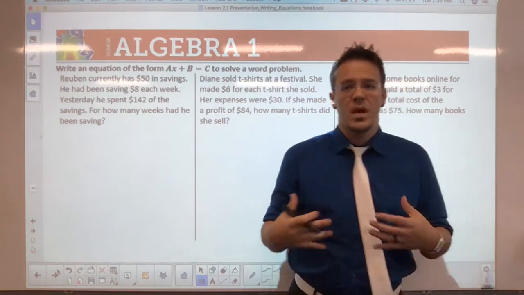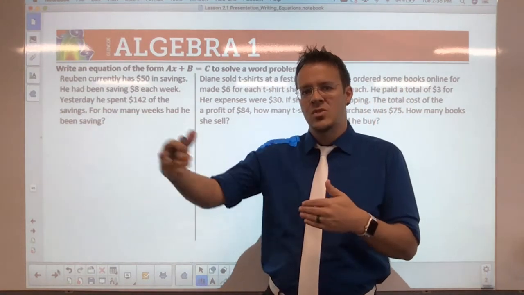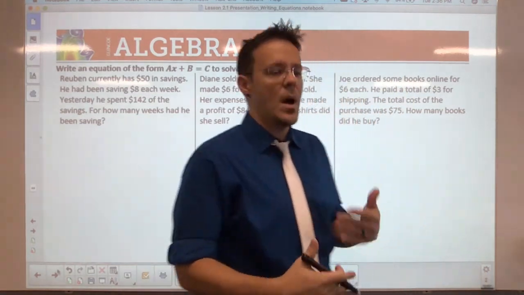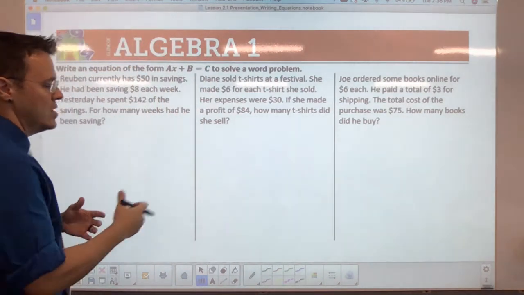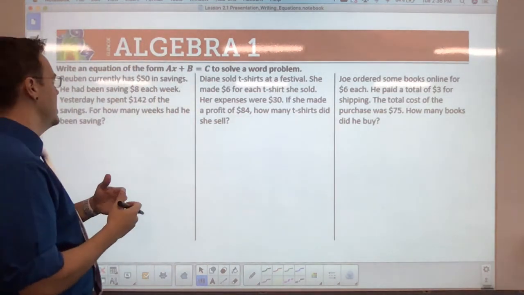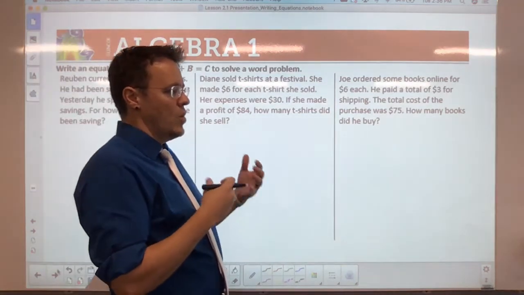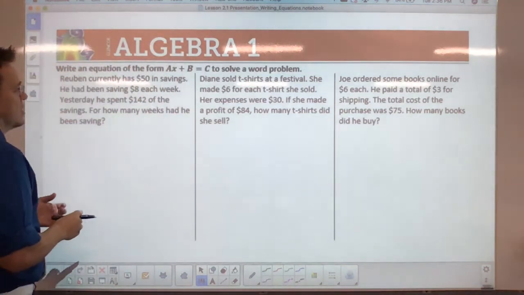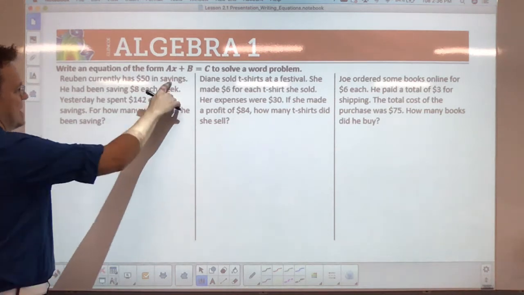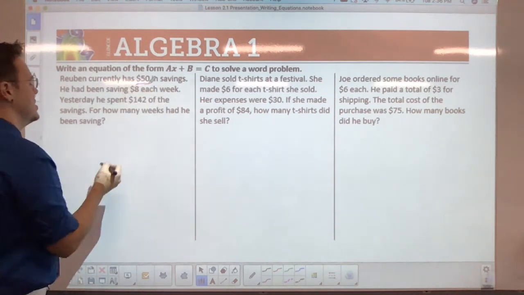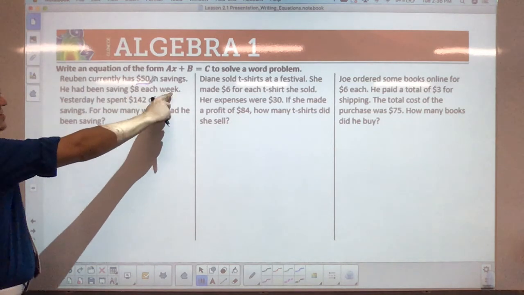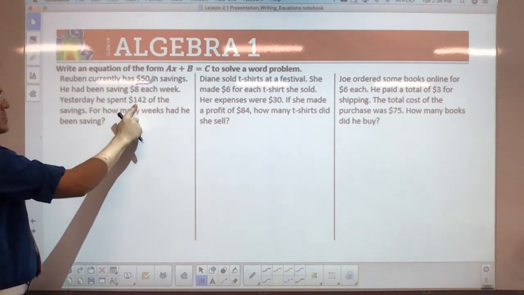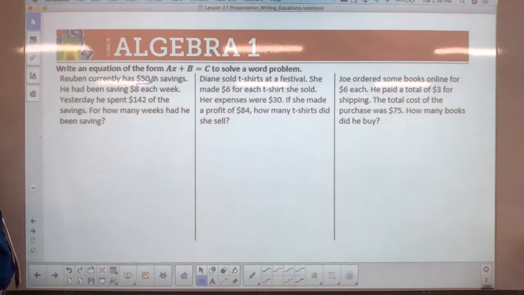Now, here's where we're actually going to solve, and work into tomorrow's lesson, where I'm going to have you write the equation and we're actually going to solve it. It's kind of a precursor to where we are going. So we're going to start with this. Ruben currently has $50 in his savings account. He had been saving $8 each week. Yesterday he spent $142 from his savings. For how many weeks had he been saving?